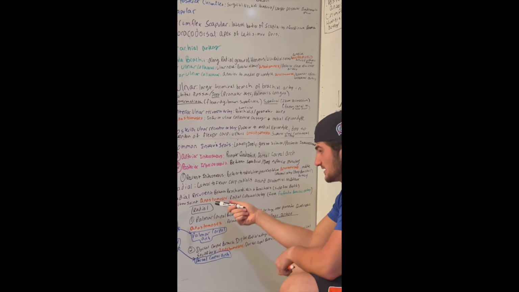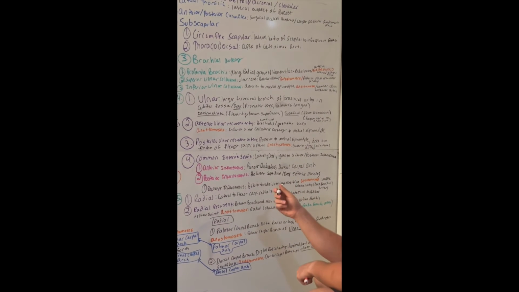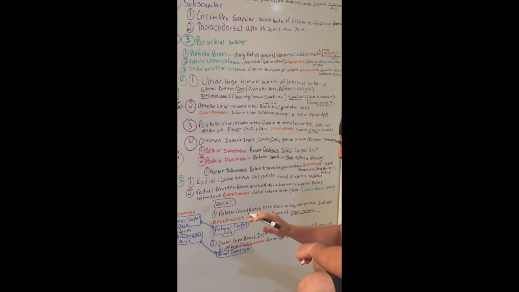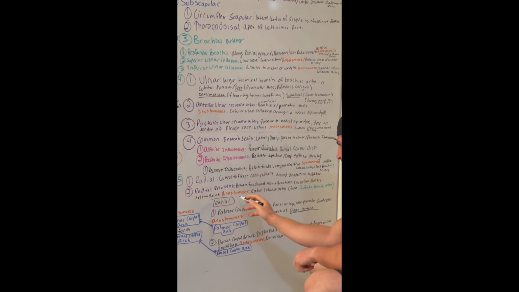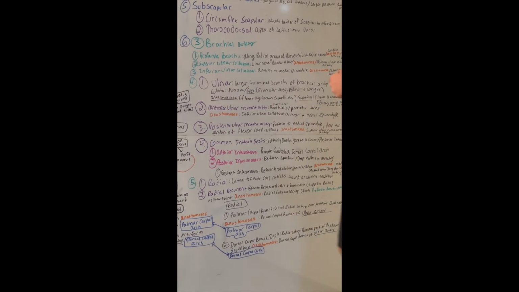Okay, and now the radial recurrent is going to be between the brachioradialis and the brachialis, and it's going to supply both of them at the elbow joint. This is going to form an anastomosis with the radial collateral artery from the profunda brachial artery.